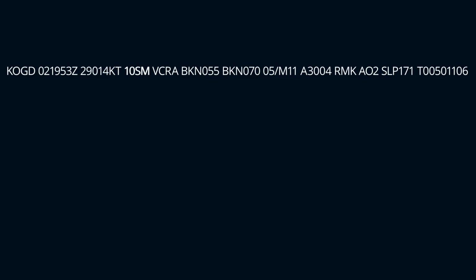The next set is the visibility in statute miles. For this report, our visibility is indicated to be 10 statute miles. Also note that a common question in the remote pilot test is what the required visibility for a UAV operation is. The answer is 3 statute miles.